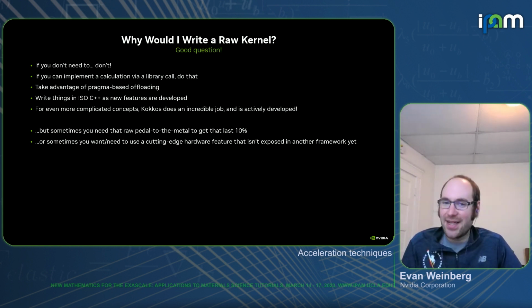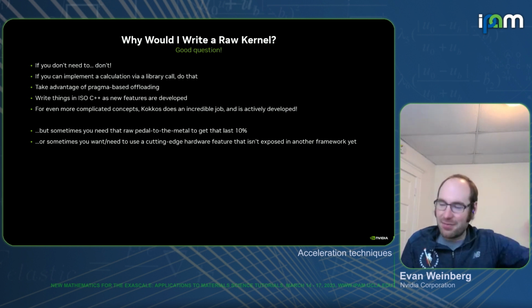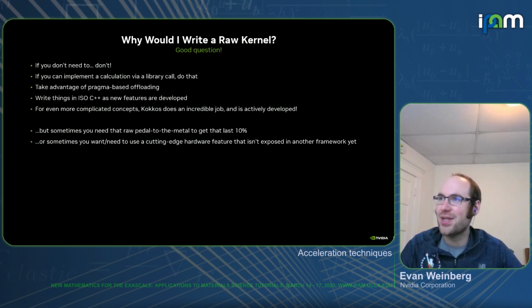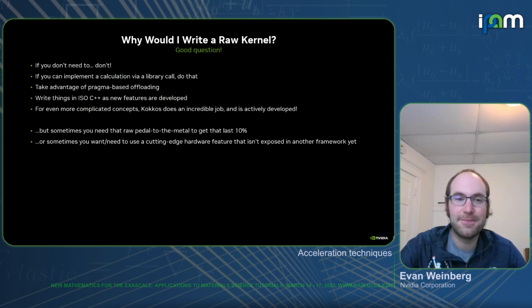But sometimes you're going to want that cutting edge hardware feature, and that's where you're going to write a raw CUDA kernel. Or someone's going to hand you a piece of software and tell you to write something, and you're going to see that it's written in raw CUDA kernels, so you're going to copy, paste, and change things as you need to, and never write something from scratch.